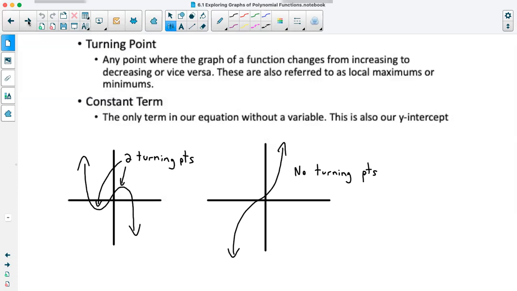We also have what are known as turning points, which is any point where the graph of a function changes from increasing to decreasing or vice versa. These are also referred to as local maximums or minimums. So for example, I've got some graphs down here. This one here would have 2 turning points. So we have a local minimum here, a local maximum here. This one, we don't have a local minimum or maximum, so it's no turning points.